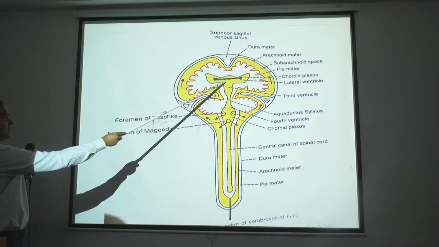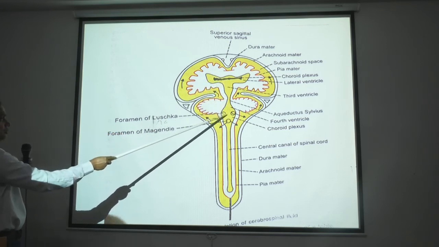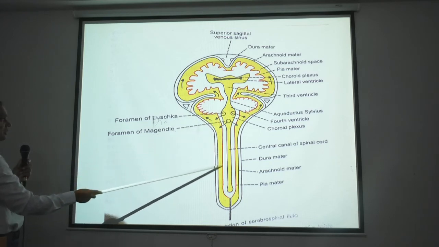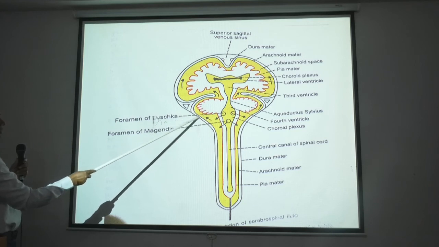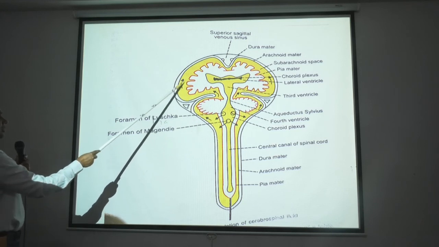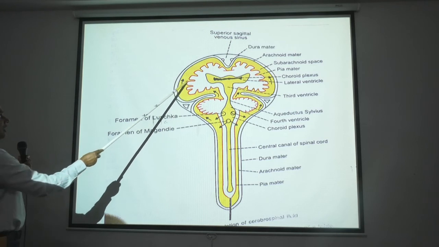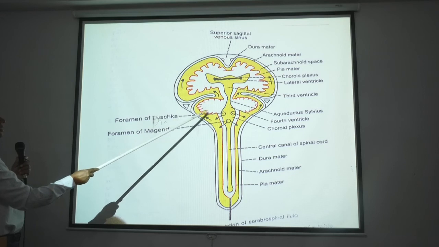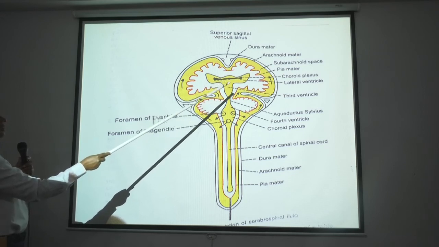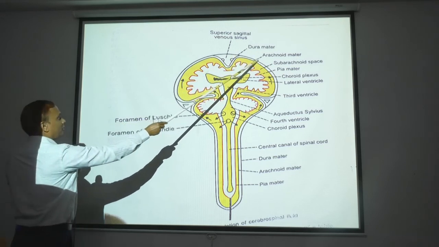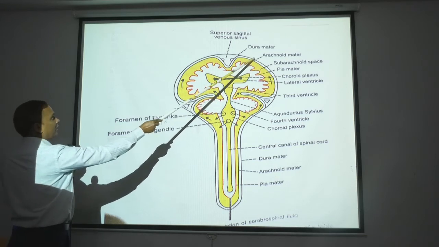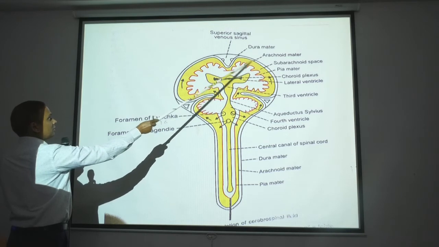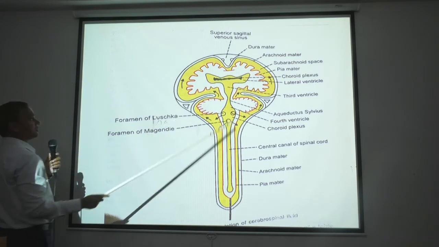After synthesis, it will enter the subarachnoid space. From the fourth ventricle, how will it enter? What is this space? This is the subarachnoid space, meaning the space between the arachnoid mater and the pia mater. Between that area is the subarachnoid space.